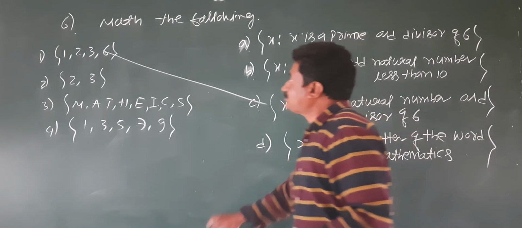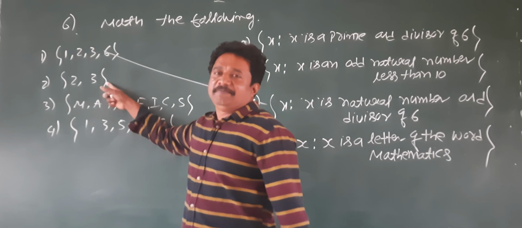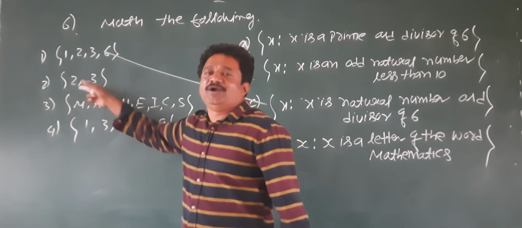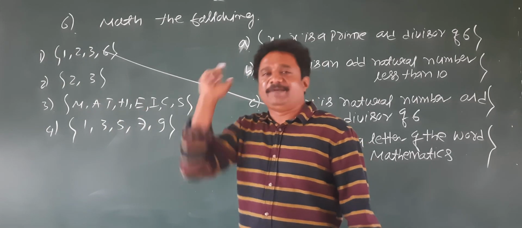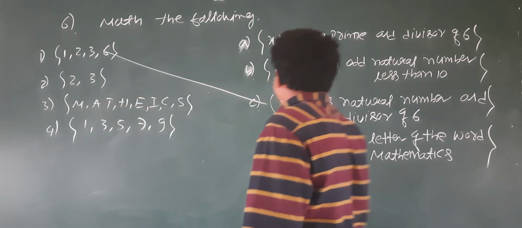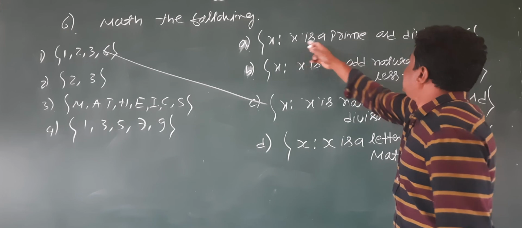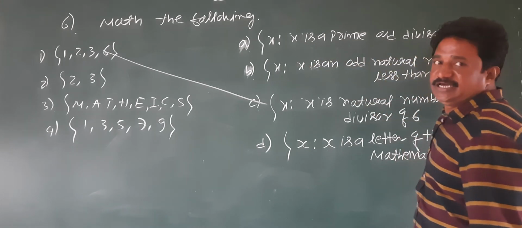Clearly 2 and 3 are prime numbers because we cannot divide 2 and 3 by any other number except 1 and itself. So they are prime numbers. 2, 3 are prime divisors. X such that X is a prime divisor of 6, correct?